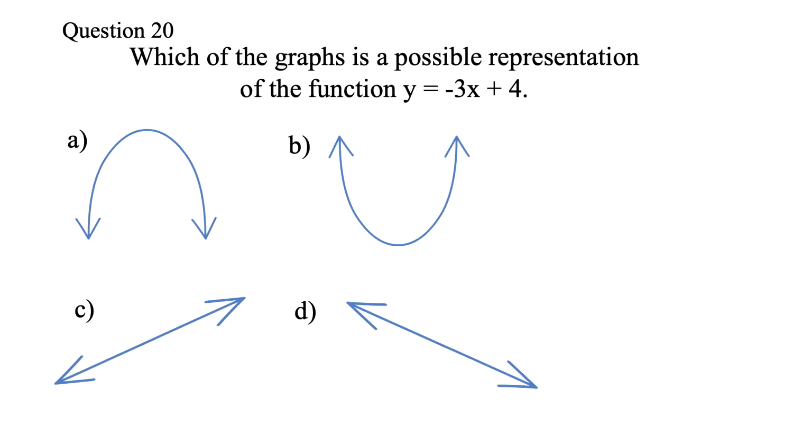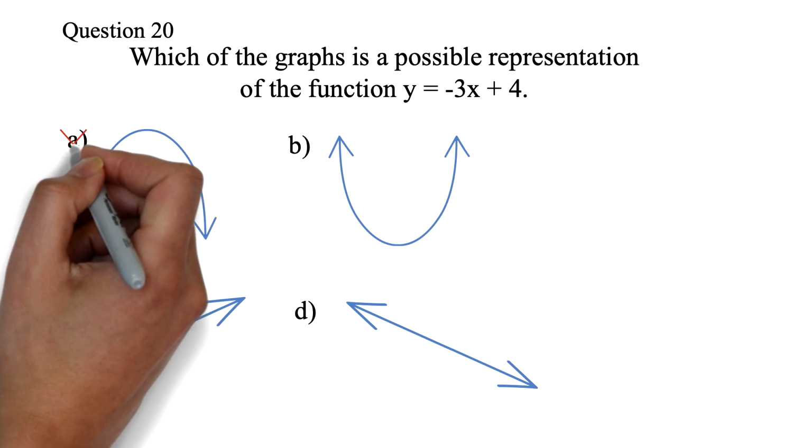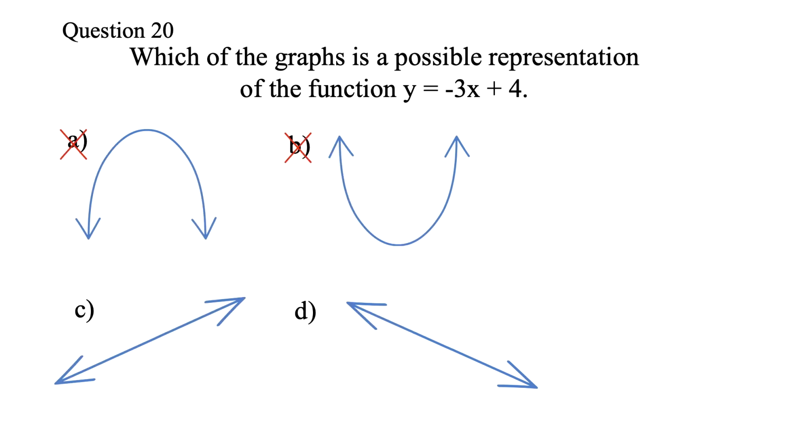Question 20. Which of the graphs is a possible representation of the function y equals negative 3x plus 4? Here, there are no values on the graphs, so nothing to calculate. Options A and B are obviously wrong answers because they are parabolas, or the graph of a quadratic function. For it to be option A or option B, the function must have x exponent 2. Both option C and option D are linear functions.